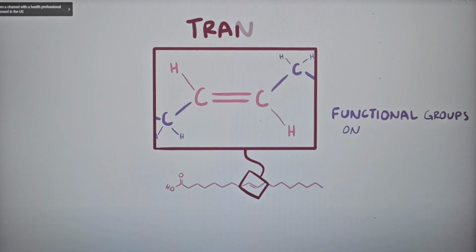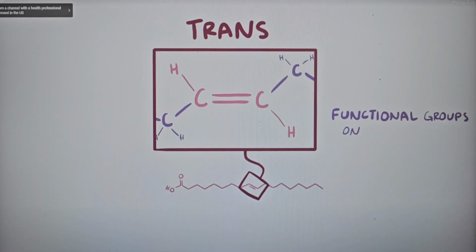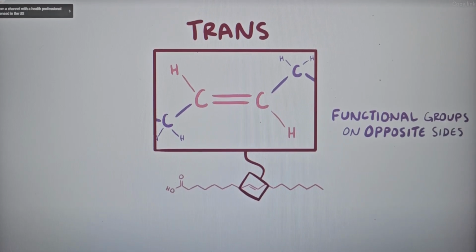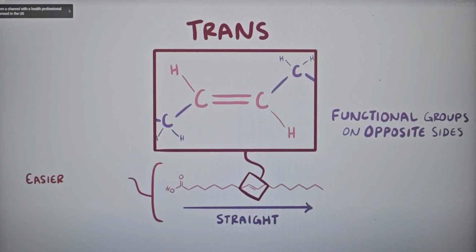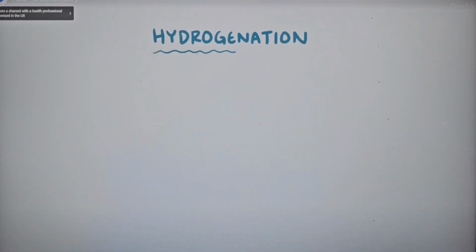Some fats are in a trans configuration, though. In a trans configuration, the functional groups are on opposite sides of the double bonded carbons, and this keeps the chain more straight and easier to pack. Trans fats result from a process called partial hydrogenation.